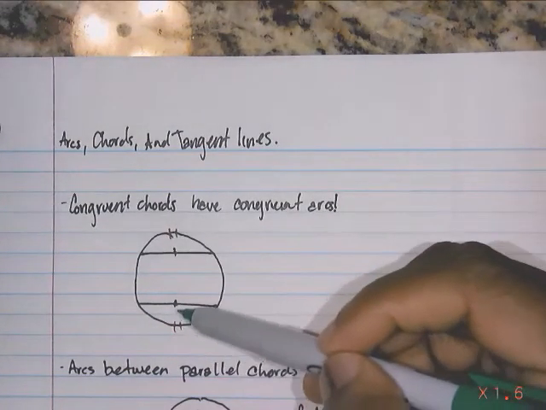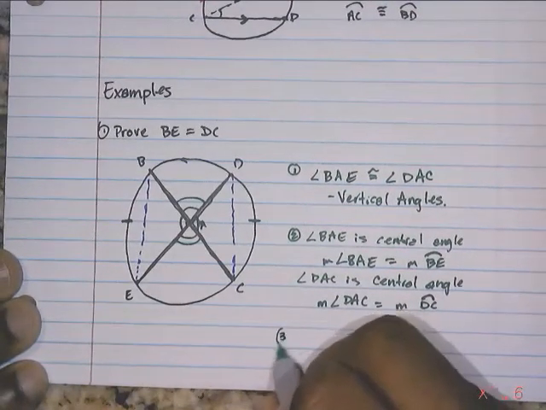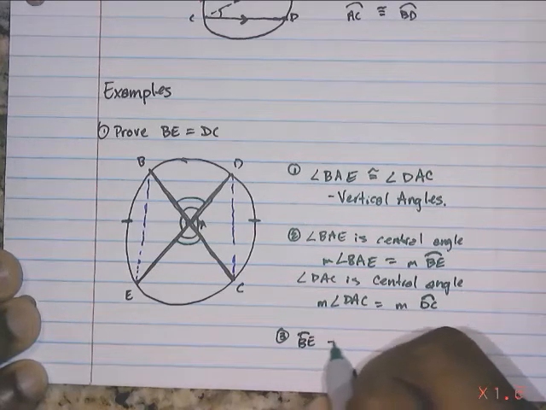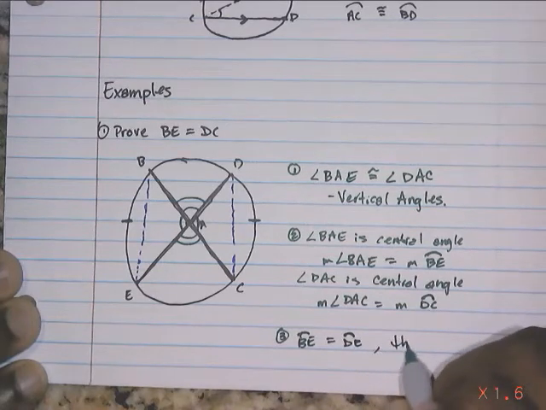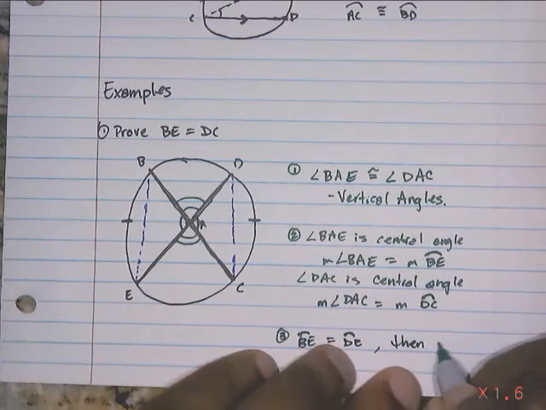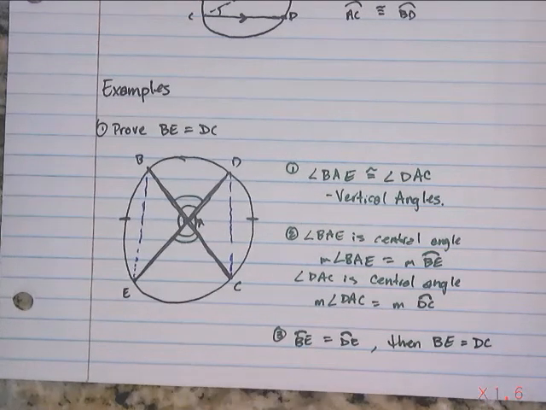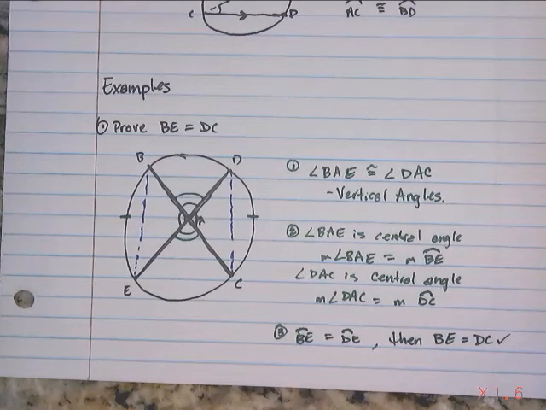These arcs are congruent, and the third step, what does that mean for their chords? That if these arcs are congruent, the chords are congruent. Because arc BE is equal to arc DC, chord BE must be equal to chord DC.